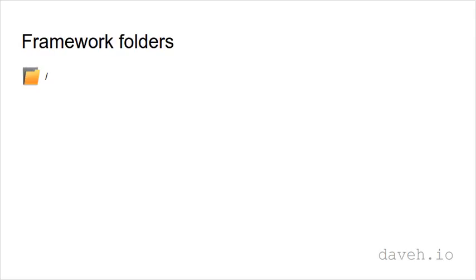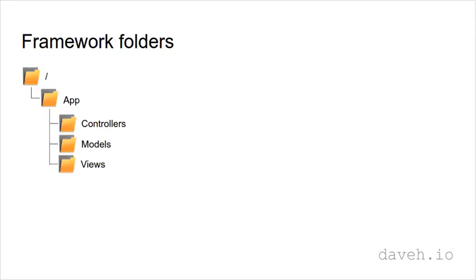First, let's create a folder for the application files. This is where our application code is going to go. Controllers, models and views. Let's create subfolders for each of those. Next, let's create a folder where our framework code is going to go. In other words, the core of our framework.